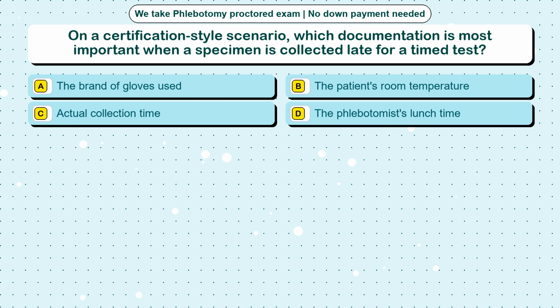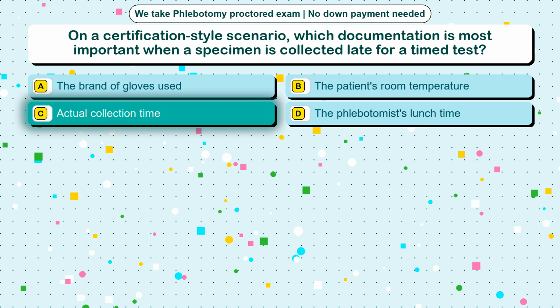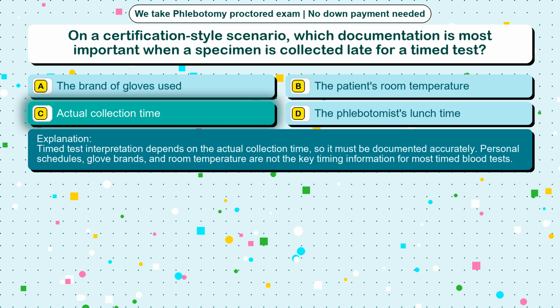Question 29. On a certification-style scenario, which documentation is most important when a specimen is collected late for a timed test? Option A, the brand of gloves used. Option B, the patient's room temperature. Option C, the actual collection time. Option D, the phlebotomist's lunch time. The correct answer is option C, actual collection time. Timed test interpretation depends on the actual collection time, so it must be documented accurately. Personal schedules, glove brands, and room temperature are not the key timing information for most timed blood tests.